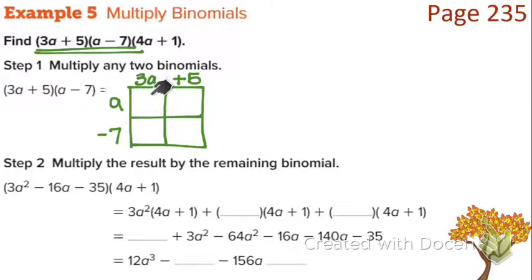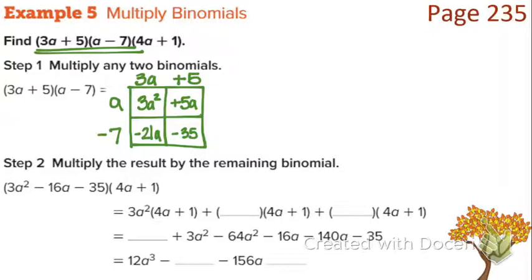So in this first square, we have 3a times a, which will be what? What is 3a times a? 3a squared. And then we have 5 times a, which is positive 5a. And then we have 3a times negative 7. That would be negative 21a. And 5 times negative 7 is negative 35.